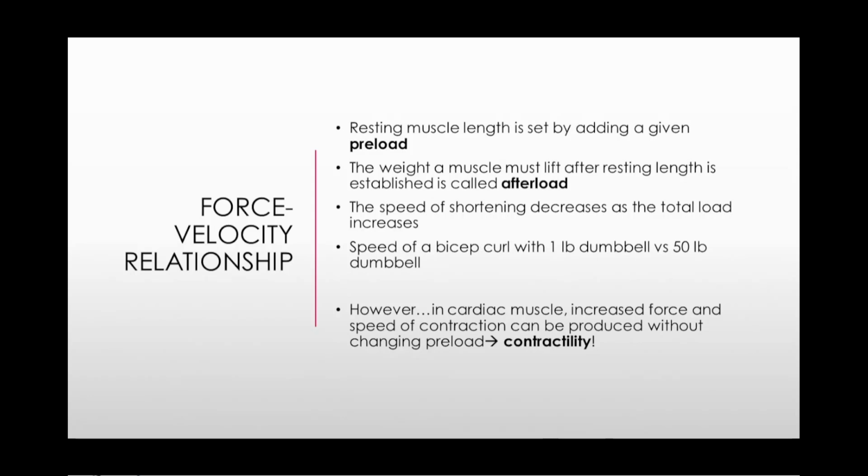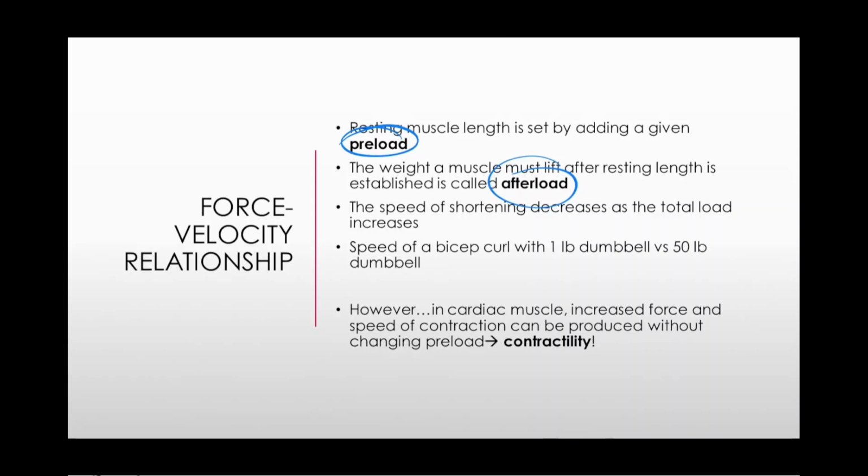Our force-velocity relationship: resting muscle length is set by a certain preload. Whatever is on your muscle before you do anything, that's the length of your muscle. If you're starting here, this is the length of my muscle. If I'm starting down at the bottom, obviously my bicep is a lot longer than it was up here. But the length of that muscle is already predetermined the minute you add a preload to it. The weight a muscle must lift after the resting length is established is called the afterload. That's that extra weight or resistance or pressure you have to generate to overcome that preload.